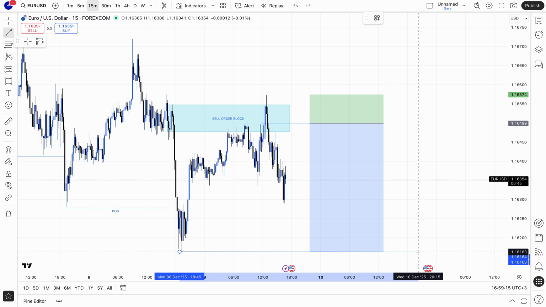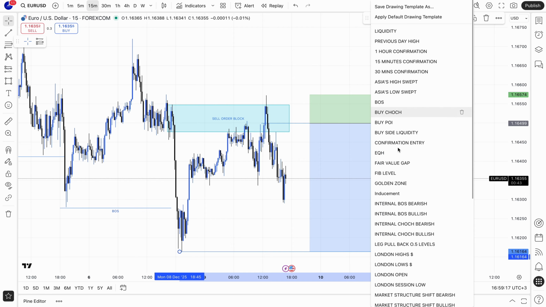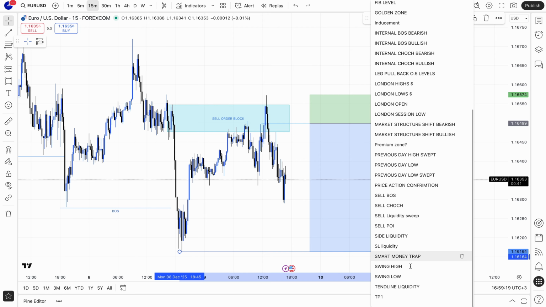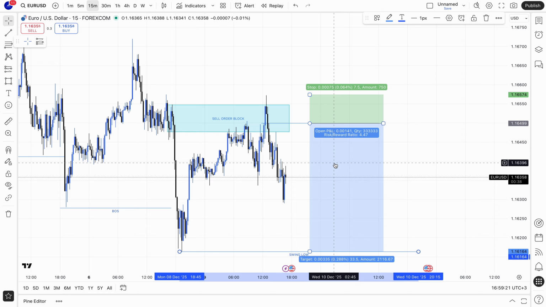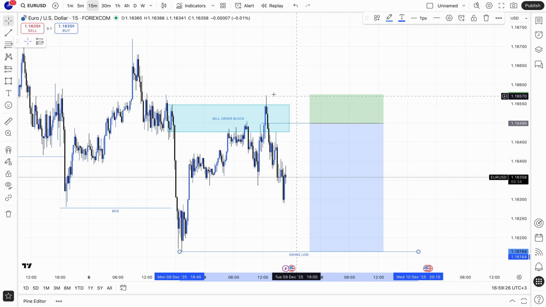Pretty simple, very simple, clean price action. 1 to 4, close to 1 to 5, just 7.5 pips stop loss.